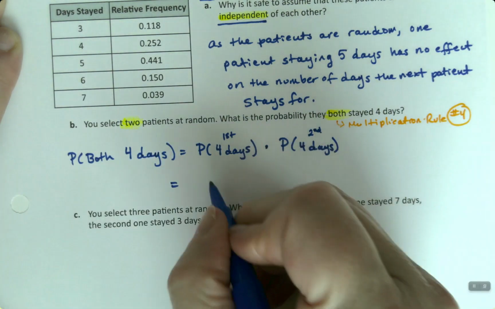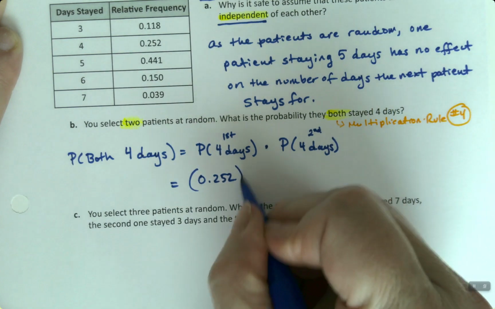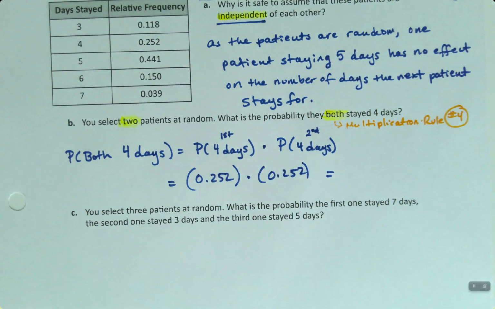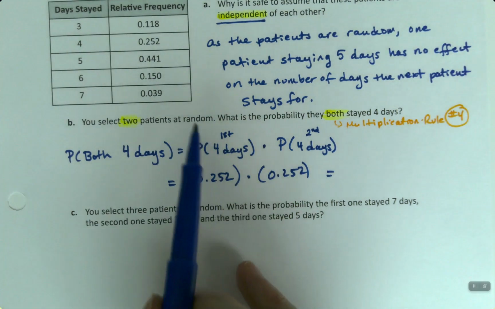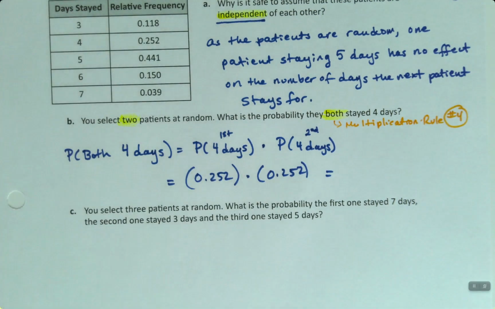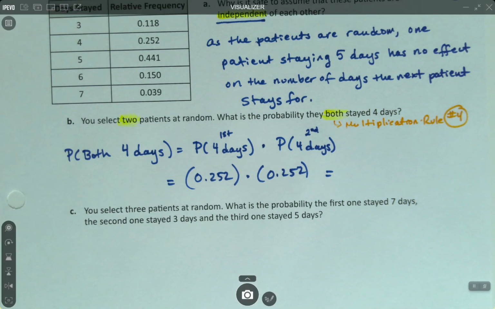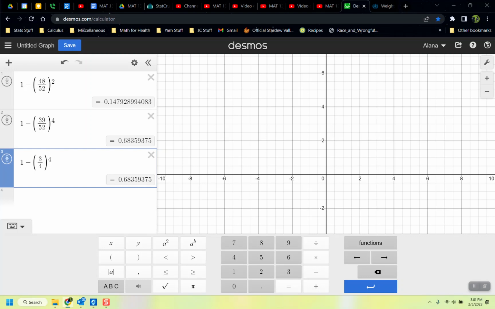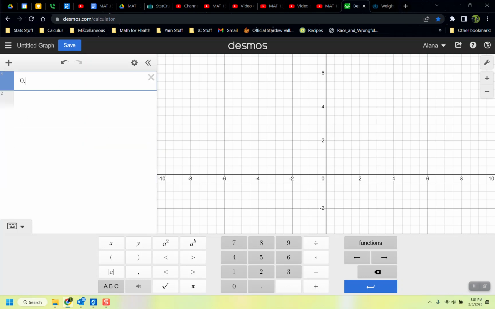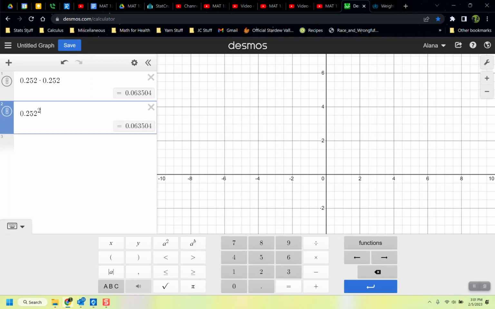which is the probability of 4 times the probability of 4. I should say the capital P is standing for the word probability. So once you put the numbers in, you don't write capital P anymore. Capital P means probability of, right? So once you say 0.252, that is the probability. So you never write P of 0.252. You just say 0.252 to the 2 power, right? I hit the A to the B button and 2, right? So 0.0635.